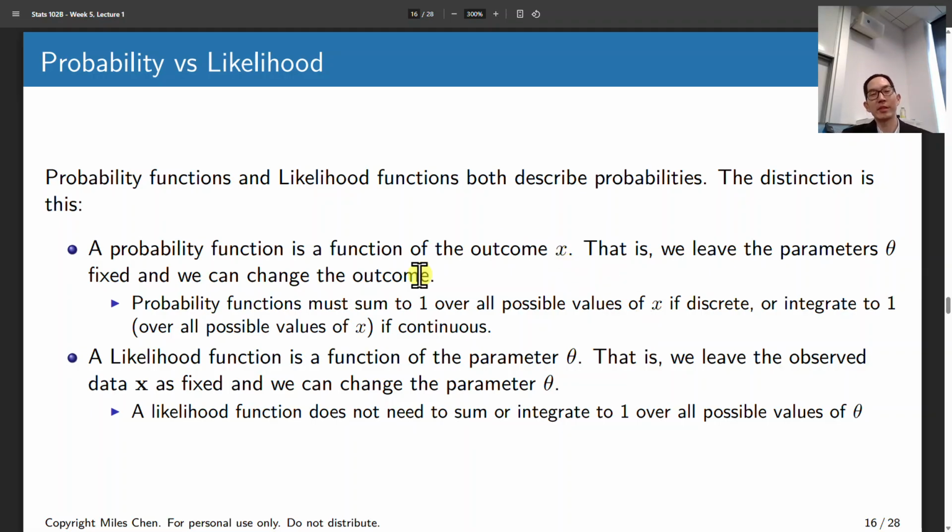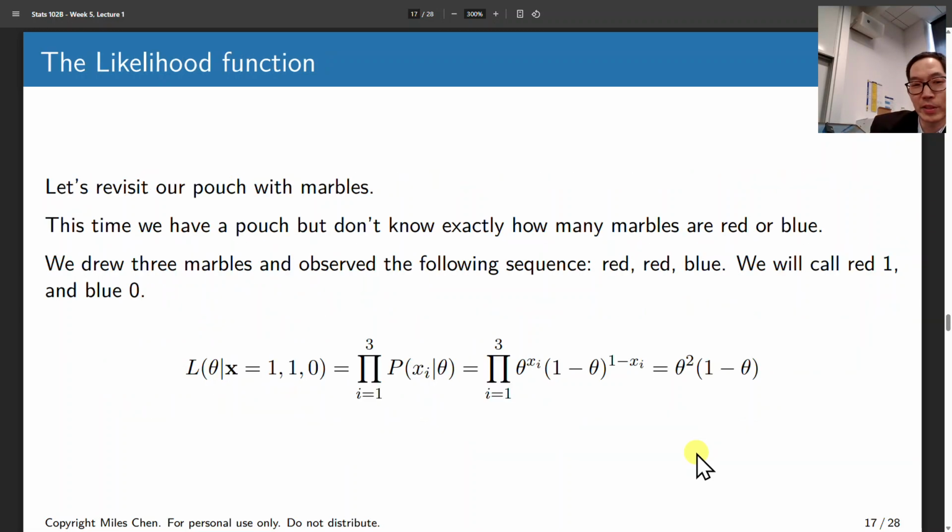All right, this is the slide that says probability versus likelihood. They both describe probabilities. The distinction is this: a probability function is a function of the outcome x, and therefore we leave the parameters theta fixed and we change the outcome. Probability functions must sum to 1 or integrate to 1. A likelihood function is a function of the parameter theta. We leave the observed data x fixed and we change the parameter theta. And a likelihood function doesn't need to sum or integrate to 1 over all the different possible values of theta.